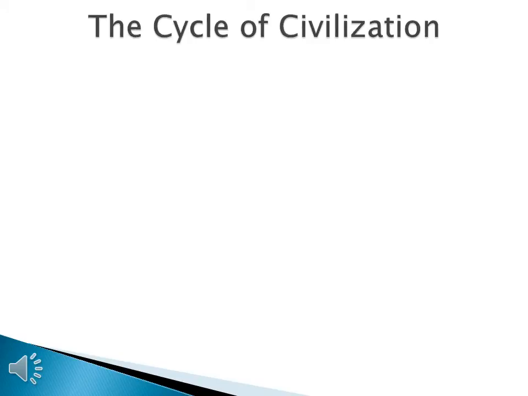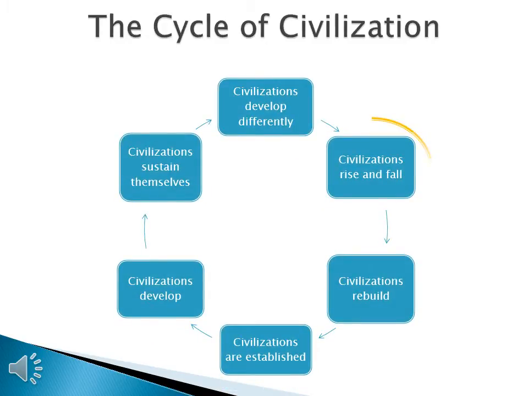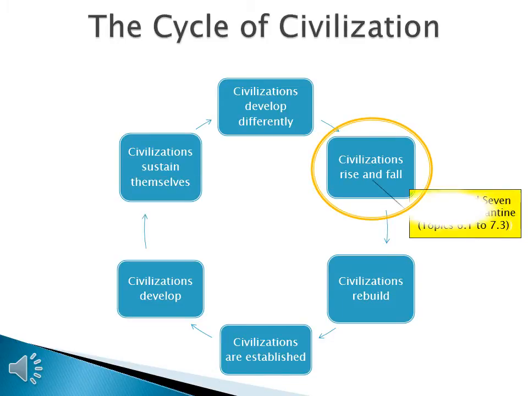Welcome to the World History 1 End of Course review on classical Rome and the Byzantine Empire. We are now at the point in the cycle of civilization where we see how civilizations rise and fall. The best way to do that is to look at Unit 6 and 7, Rome and Byzantine, topics 6.1 to 7.3. With that said, go to the next slide.